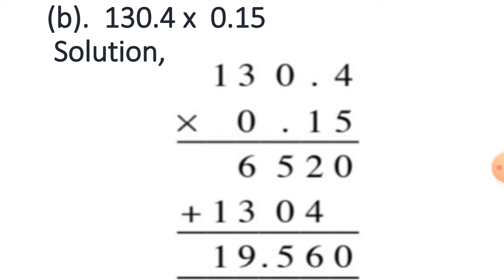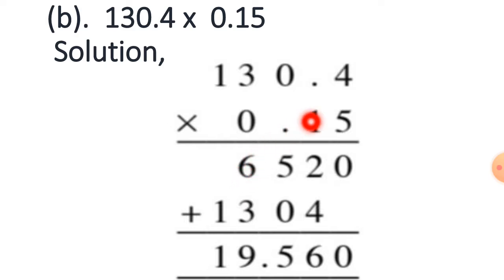Okay. Question B is there. With the same procedure we are going to solve this. The question is 113.4 into 0.15. We have written the question. We are going to multiply these. 5 fours are 20, 0 is written, and 2 carries here. 5 threes are 15, plus the carried 2 is 17, 7 is written, 1 carries. 5 ones are 5, and plus 1 will become 6.